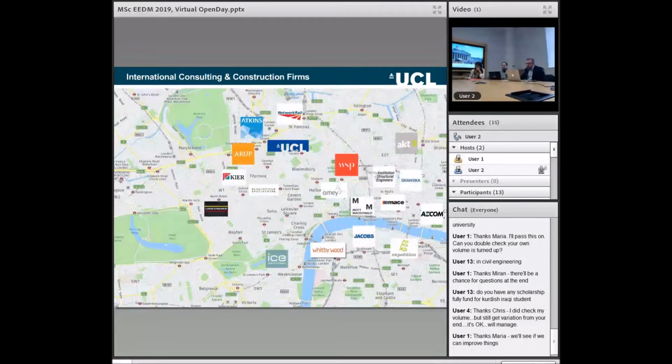So, as you know, UCL is located in the center of London. We're lucky to be surrounded by some of the world-leading consulting and construction firms. For example, Arup, which made the famous Marina Bay hotel in Singapore, and WSP, which was the contractor of London's Shard, or the One World Trade Center in New York. So literally all of the world famous multinational companies have their offices located in London, and we are lucky to have connections with them. So there will be seminars, there will be talks, and supervision of research projects done by these industrial partners as well.